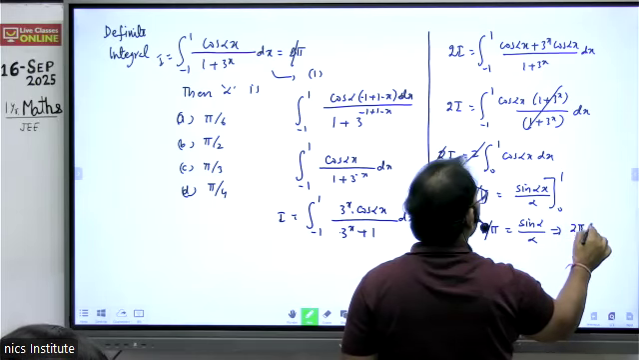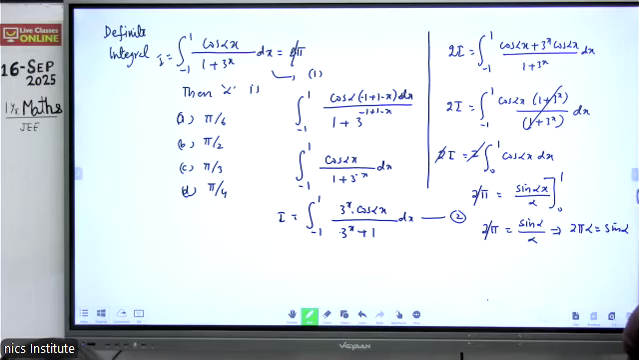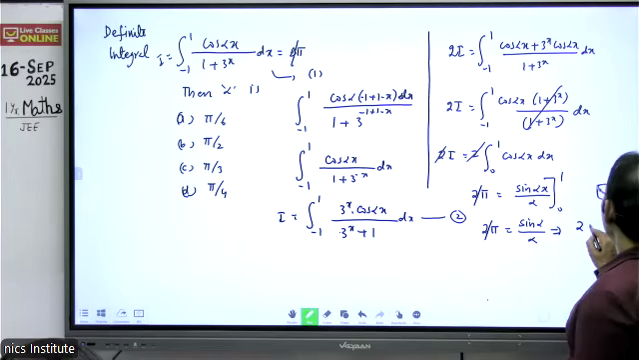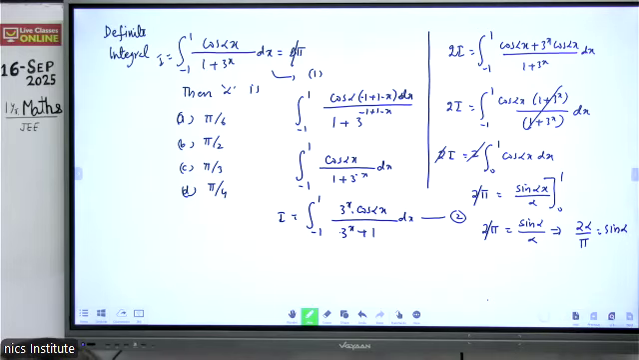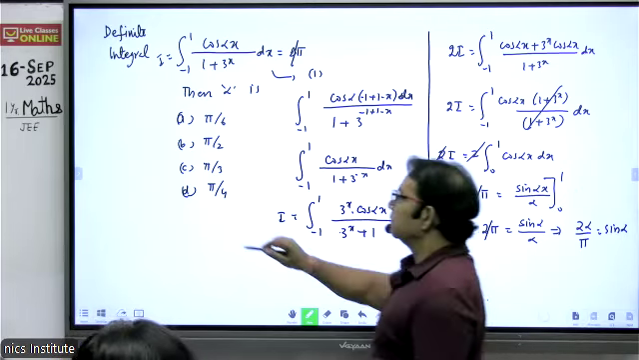So 2 alpha by pi is equal to sin alpha. Now see, if I substitute alpha as pi by 6, it won't satisfy, right? If it's pi by 2, it's 1 equal to 1. So B is the answer.